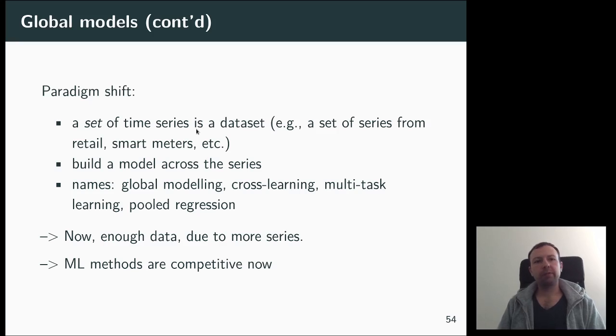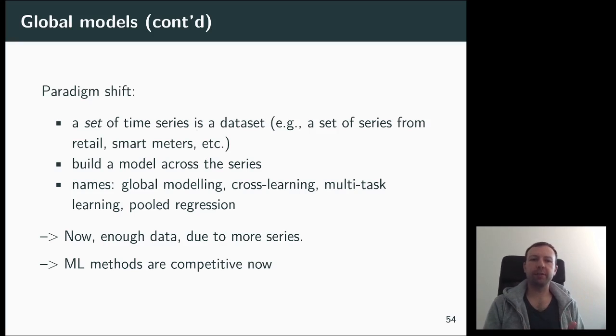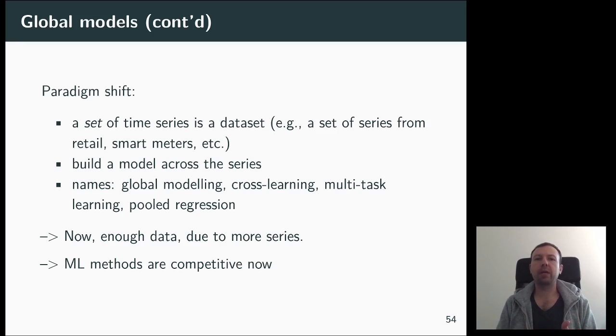However, now we really see this paradigm shift. So now people don't look at a single time series as a data set, but as a set of time series as a data set. For example, a set of series from retail sales across different products, or in energy, smart meters from many different households. And now what we would do is build a model across the series.